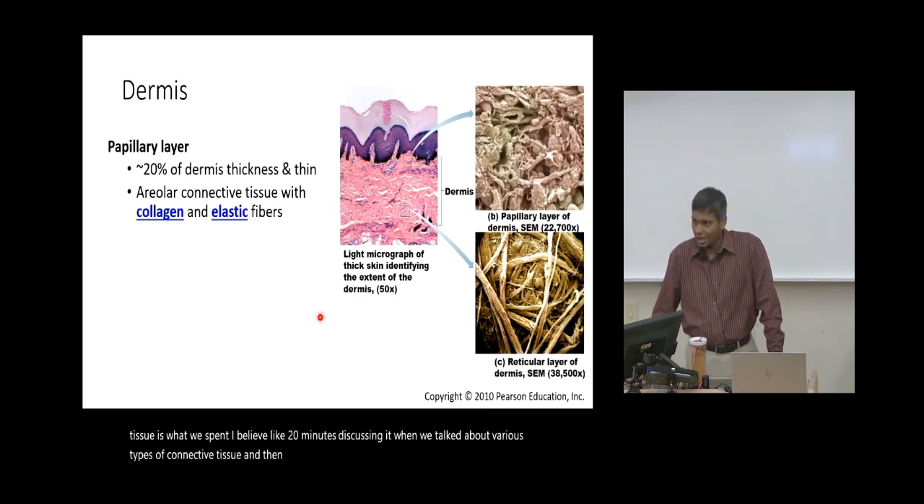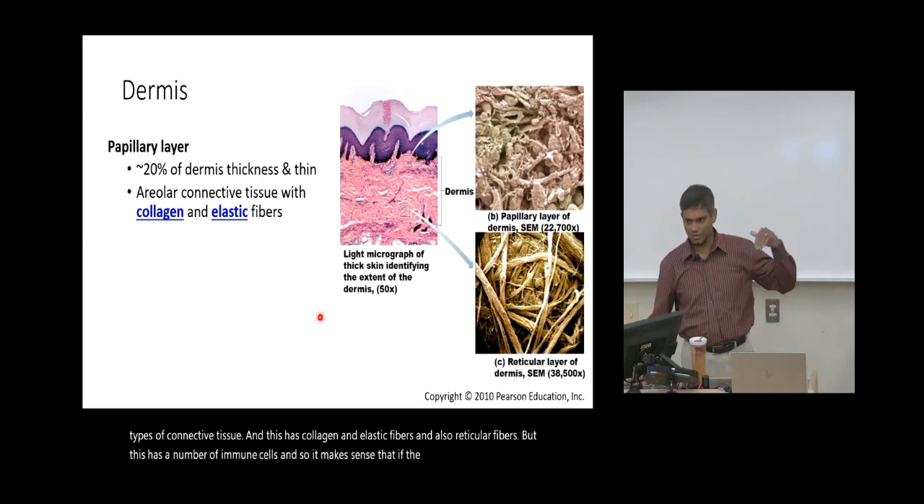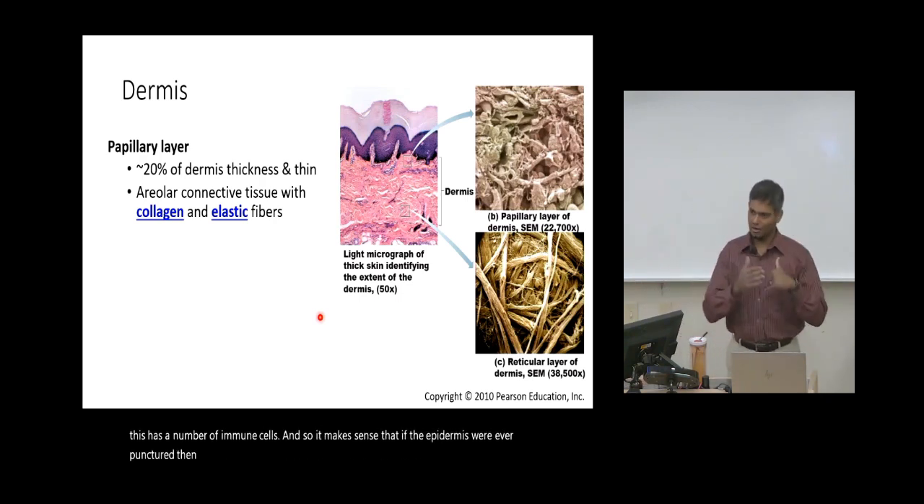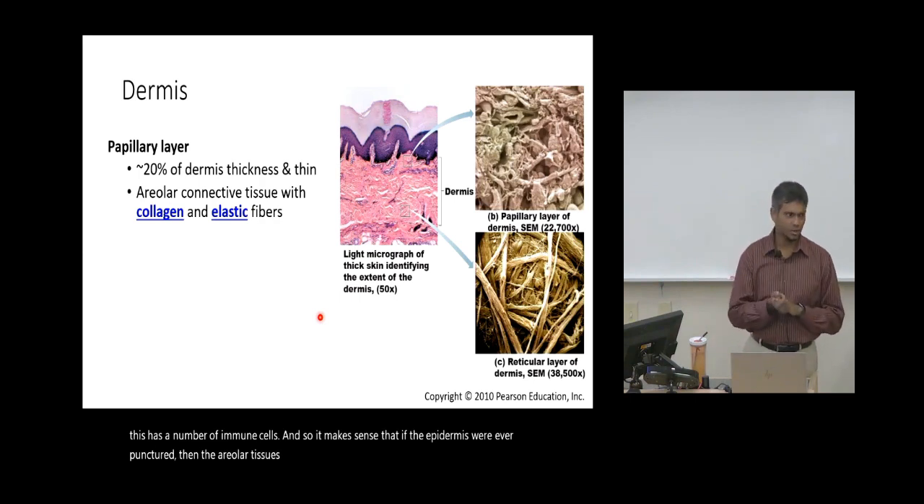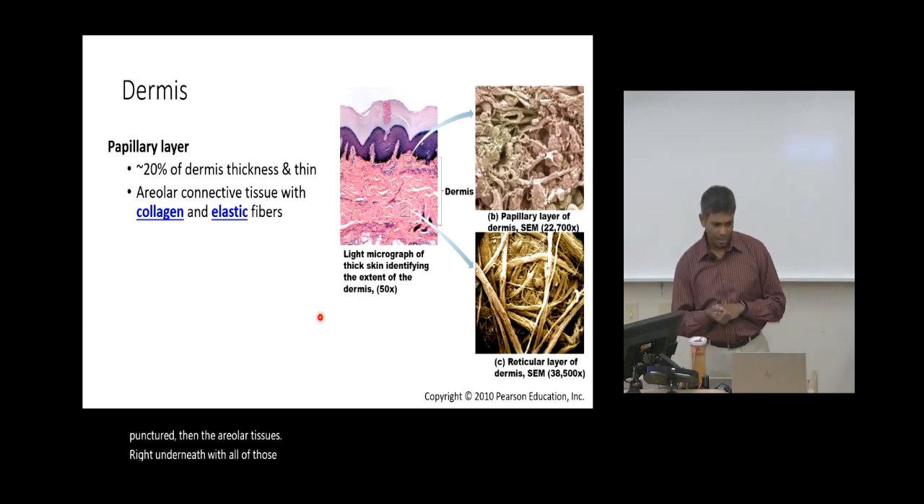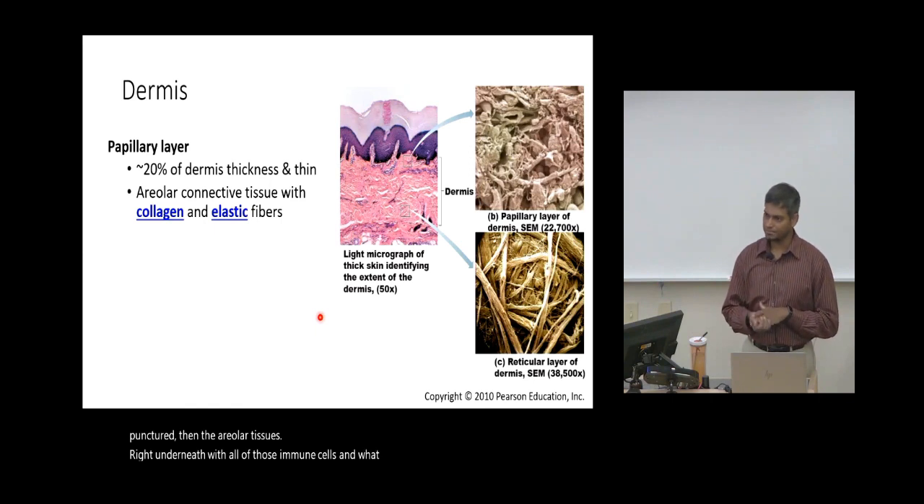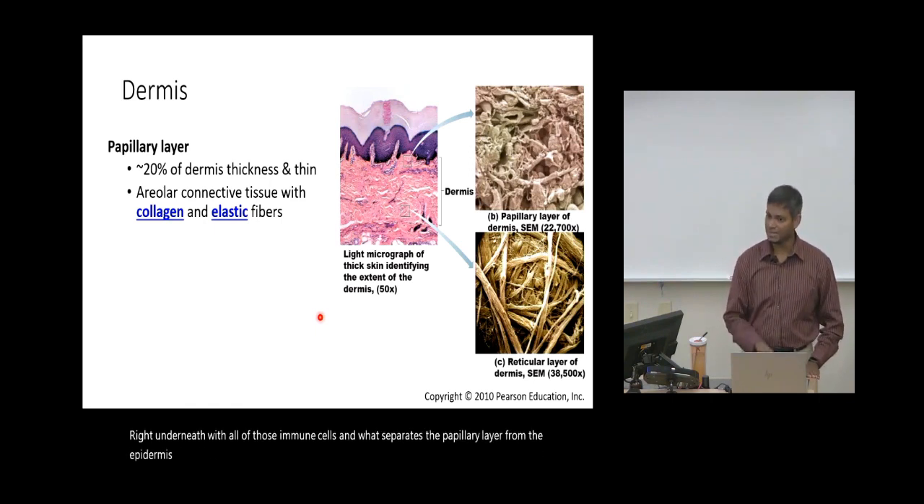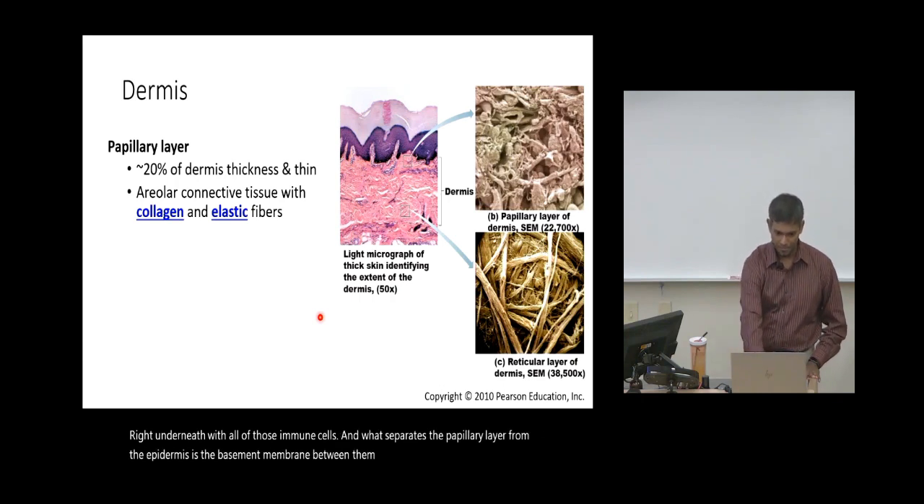And this has collagen and elastic fibers, and also reticular fibers. But this has a number of immune cells, and so it makes sense that if the epidermis were ever punctured, then the areolar tissue is right underneath with all of those immune cells. And what separates the papillary layer from the epidermis is the basement membrane between them.